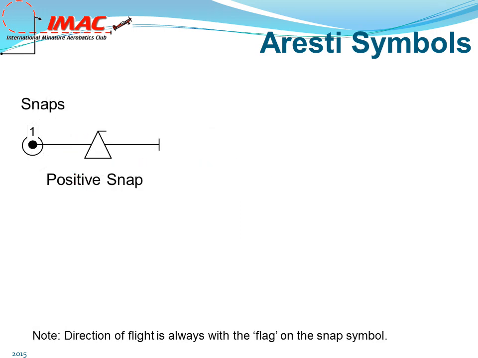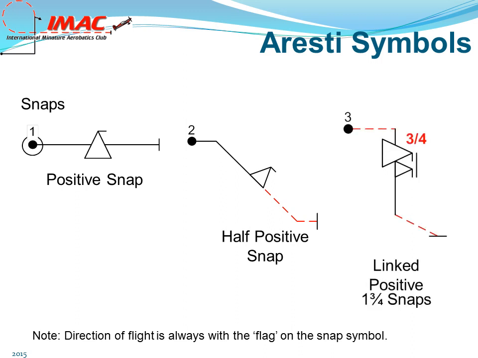Snap rolls, or sometimes called flick rolls, are drawn as a triangle crossing the line. The direction of the flight will be with the flag. A half positive snap roll is drawn as a smaller triangle that sits on the line. Figure 3 is a linked 1¾ positive snap on a vertical down line. Like linked rolls, snap rolls will have a line joining the triangle.